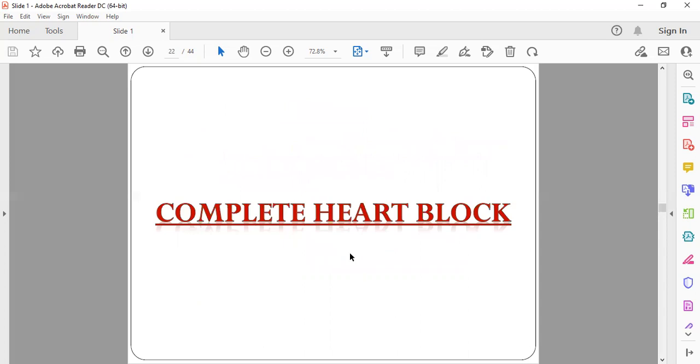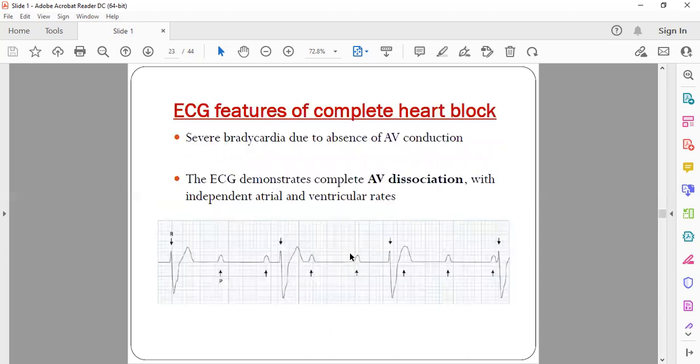Then we have complete heart block. ECG findings of complete heart block occur when there is absolutely nil conduction of the AV node. That means the AV node has been completely cut off. There is no current passing from the atria to the ventricles. So the atria will start beating on their own and the ventricles will start beating on their own. There is no relationship between them. It is called AV dissociation.